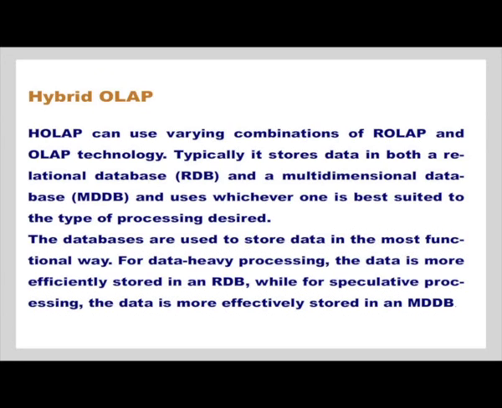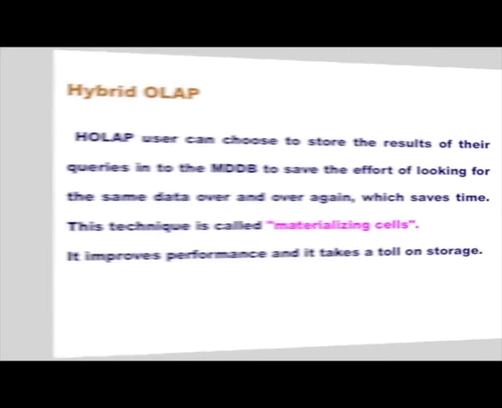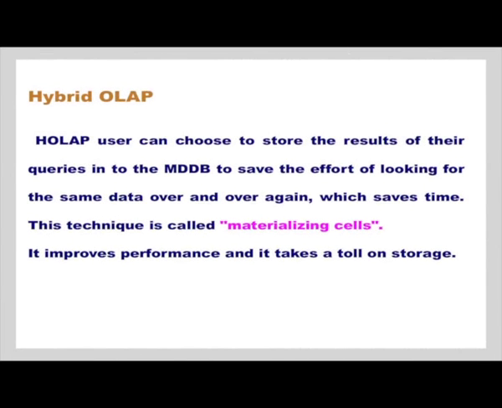The databases are used to store data in the most functional way. For data heavy processing, the data is more efficiently stored in the RDB, while for speculative processing, the data is more effectively stored in an MDDB. A HOLAP user can choose to store the results of their queries into the MDDB to save the effort of looking for the same data over and over again, which saves time. This technique is called materializing cells. It improves performance, but it takes a toll on storage.